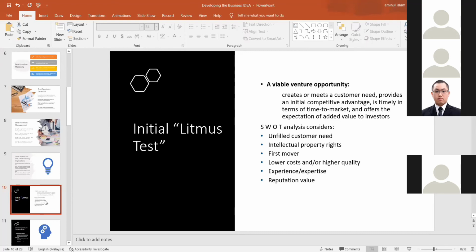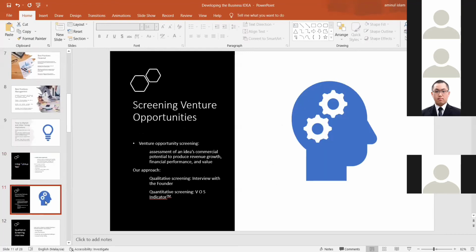In another word, we say the critical or initial litmus test. So when you do the initial litmus test, we do the venture SWOT analysis. We're doing internal and external analysis, and then we start screening the venture opportunities. We are assessing the idea we have, whether it has commercial potential to produce revenue growth, financial performance, and create value for the organization. So you'll be screening the idea by using various means. That's what we are going to talk about now in the next few slides.